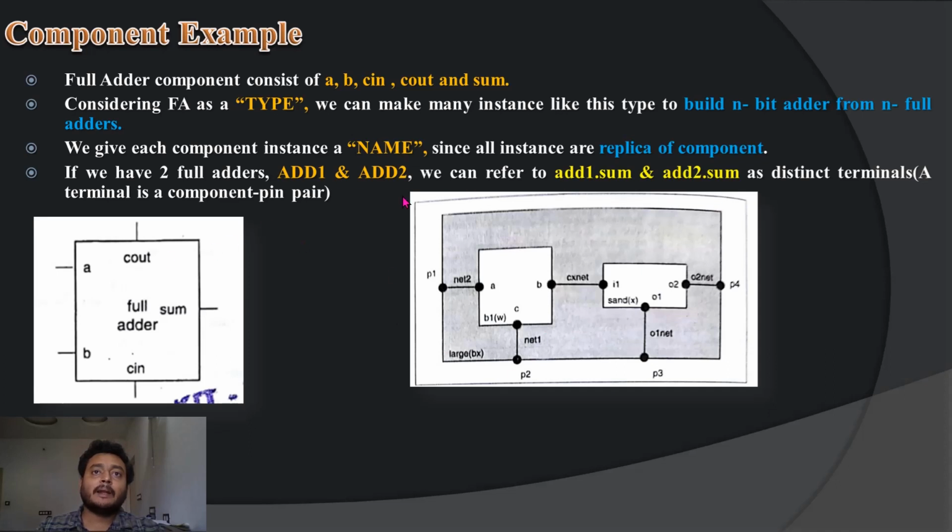Now we have this example. Suppose this is one particular instance, not an adder, another example, and its instance name is large. So this entire block is large, and this large block consists of 2 other sub blocks: one is b1 of w, this is one box, and the other is sand of x, this is another box. So this large box is made up of 2 sub elements. You have nets p1, p2, p3 and p4, and these are the net names mentioned here. This is the wiring for net 2, and we call this net 1, something like that.